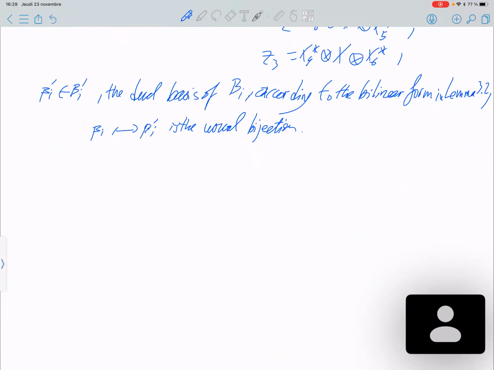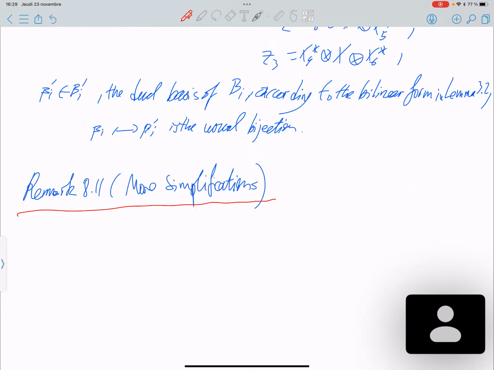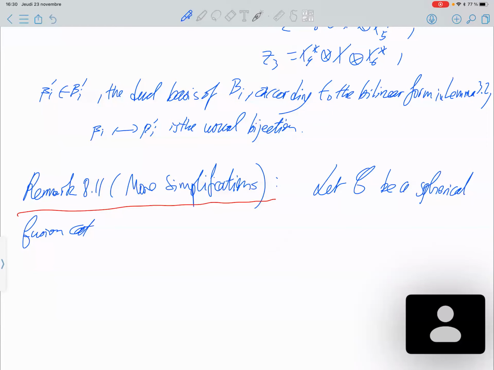Let me see. So Remark 8.11, more simplification. So let C be a spherical fusion category. Let X1 up to X9 be simple objects in C.